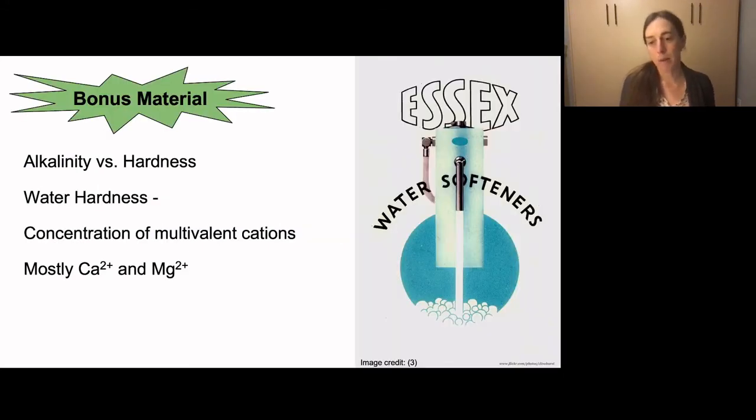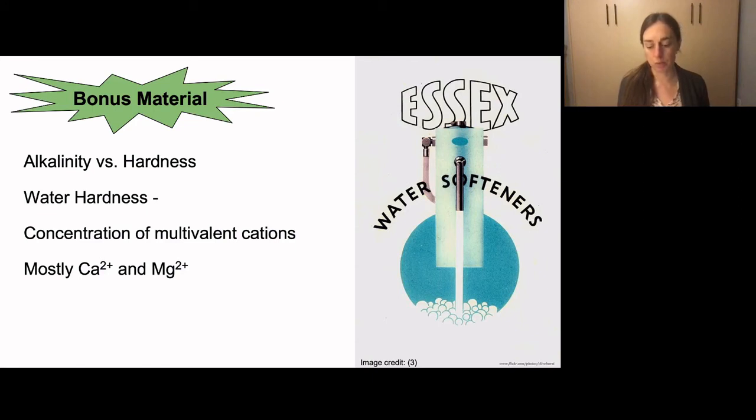Okay, so before we wrap up, I just want to give a little bonus material, and that is to quickly run through what hardness is, because at least I used to personally get alkalinity and hardness confused, and that's because this idea of calcium carbonate is involved in both. So hardness is water hardness. It is a property of water quality, and it is the concentration of multivalent cations, so mostly calcium and magnesium. And those multivalent cations can really influence our water.